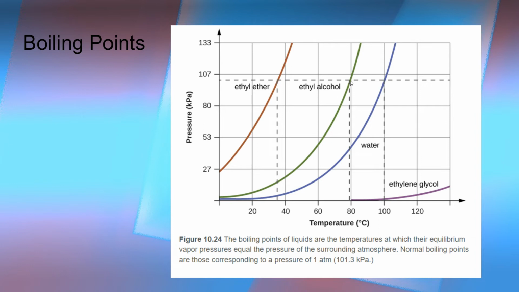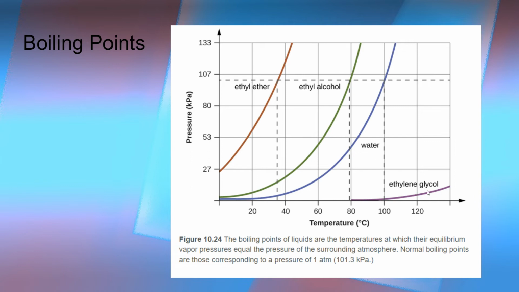The next one we have is ethyl alcohol. So this is going to be something like rubbing alcohol or something similar to that. At your standard sea level pressure, it's going to have a boiling point of 80 degrees, so less than water. And then if you look at water, obviously at 1 atmosphere of pressure or at sea level, we know water is going to boil at 100 degrees Celsius.